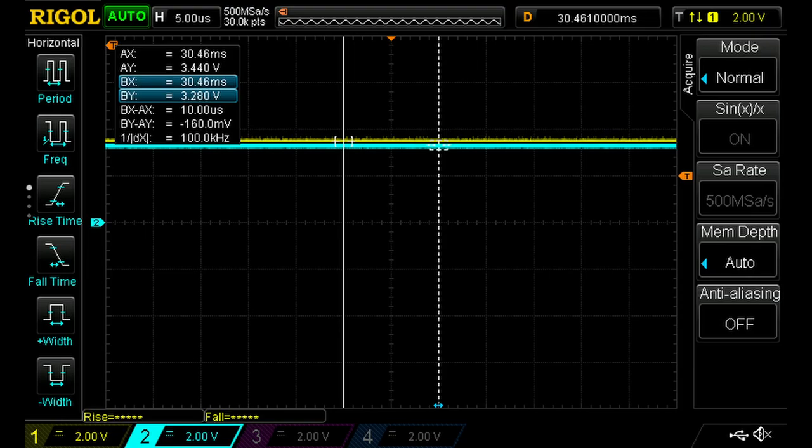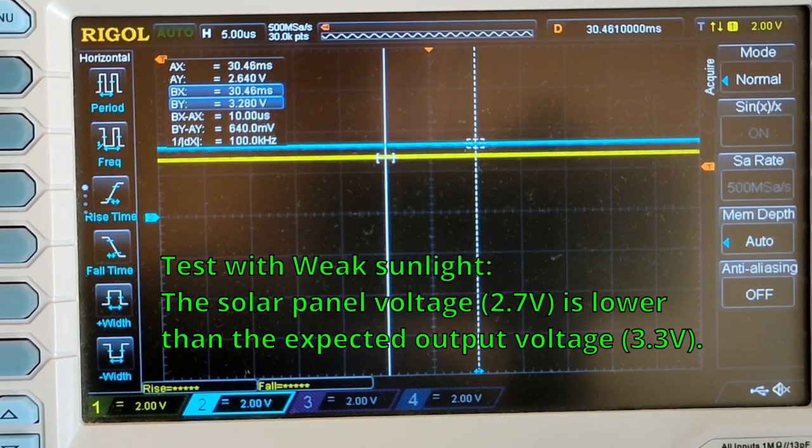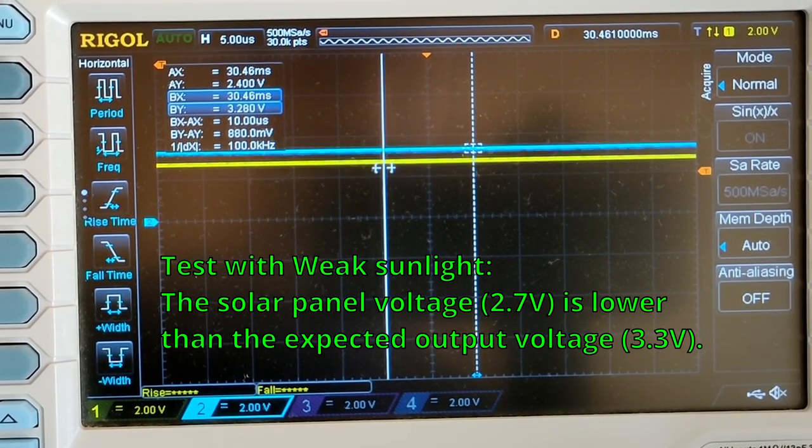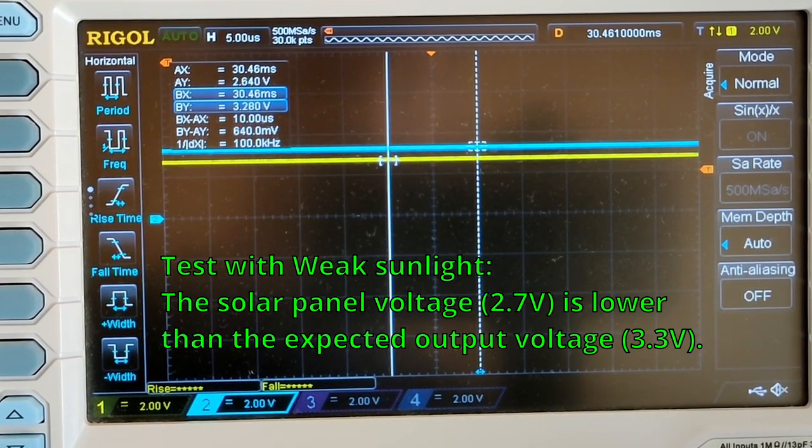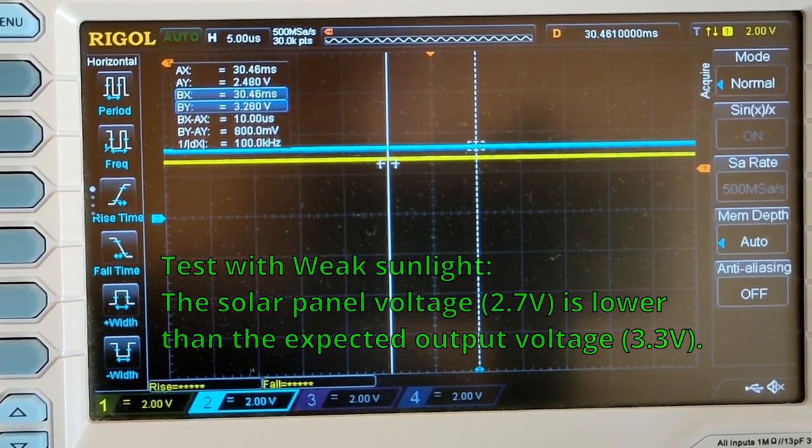So the yellow signal is the solar panel, while the blue signal is the regulated 3.3 volt output of the energy harvester. Remember, there is no load connected, and that's why it can keep the output voltage stable. It's a simple test to try the solar panel together with an energy harvester. Now let's do a more in-depth test.